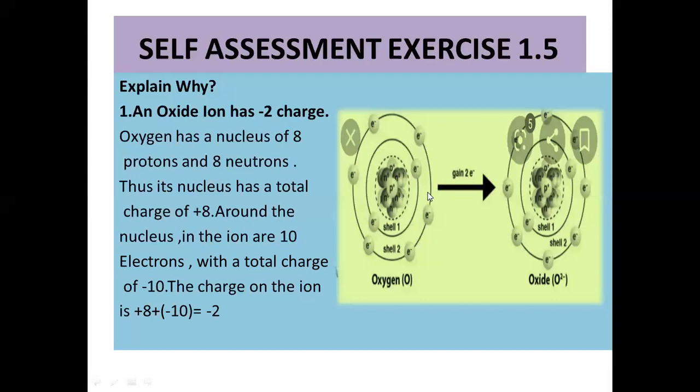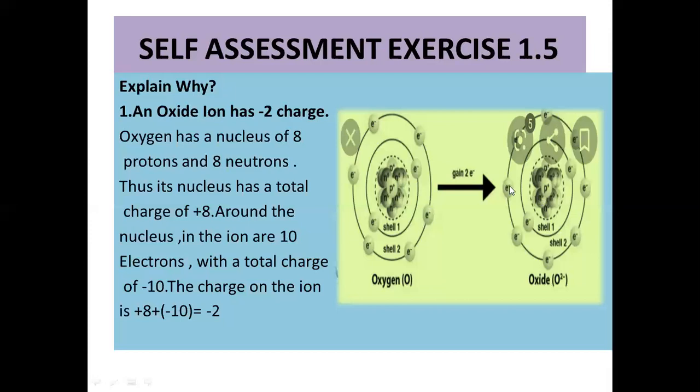So to complete this second shell, oxygen needs 2 more electrons to have 8 electrons in its outermost shell. There is a rule called the octet rule, which states that an atom becomes stable only when its outermost shell is completely filled with 8 electrons. So oxygen, in order to gain stability, will gain 2 electrons.